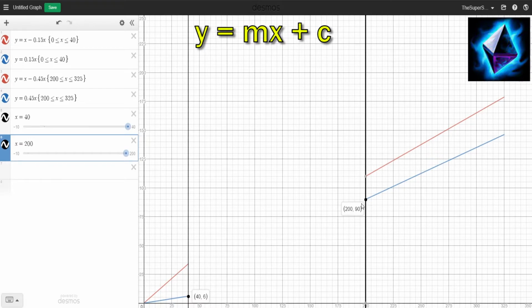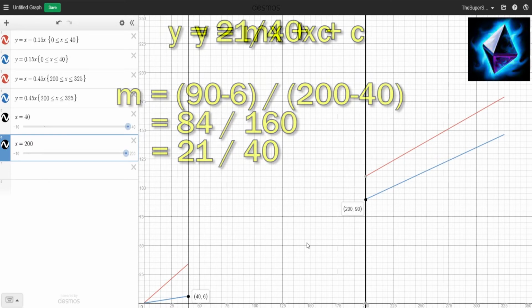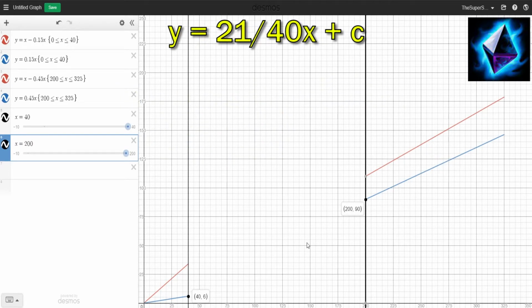To find out the M side of things, you do delta Y over delta X, the change in Y over the change in X. You take the 2 values of Y that you've got and subtract the smaller from the bigger, and you do the same thing for the X values, which in this case comes out to 21 over 40. Then you substitute in the values that you've got, and from there you can find the things that you need to.